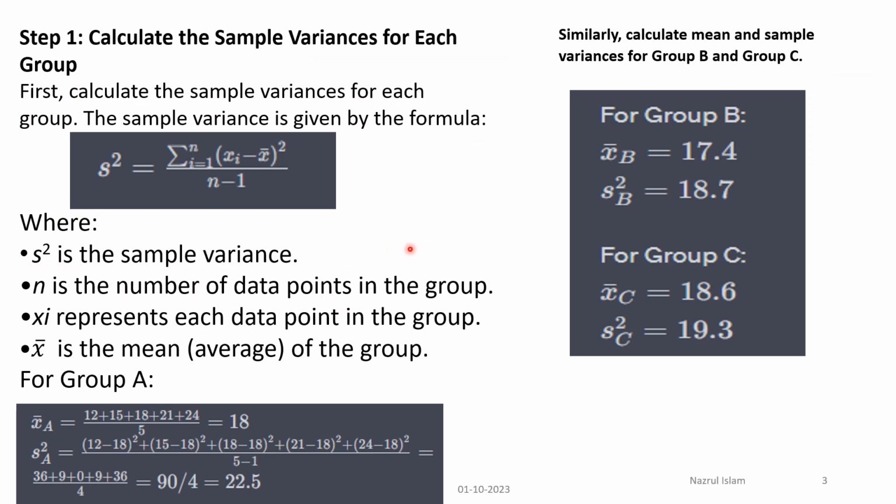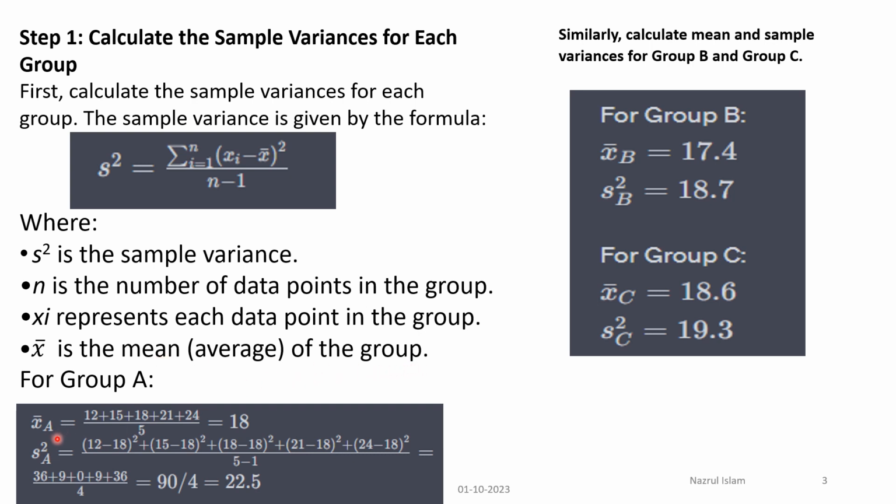So Bartlett's test is calculated by the following steps. First, calculate the sample variances of each group using the following formula. Here S square represents the variance of the samples. N is the number of data points in the group. Xi represents each data point in the group. Bar X is the mean of the group.